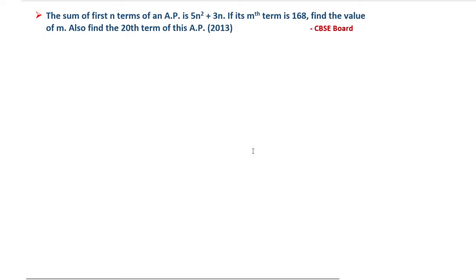The sum of the first n terms of an AP is 5n square plus 3n. Then the mth term is 168. Find the value of m. Also find the 20th term of this AP.